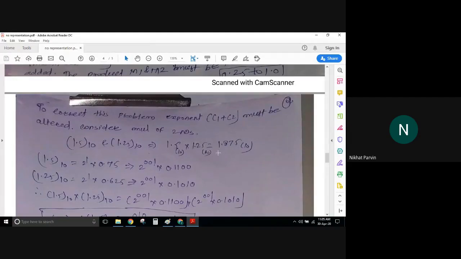Now I have to multiply using floating point representation. So what I have done, 1.5 to the base 10 I have converted into the floating point representation. 1.25 also I have considered into a floating point representation, which has come something like this. Okay, you understood how to do this.